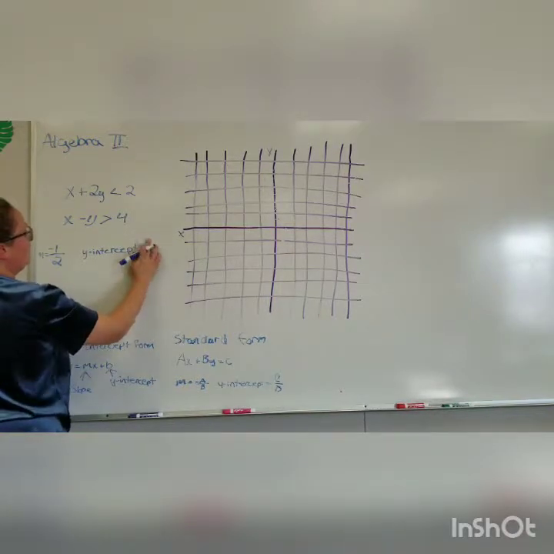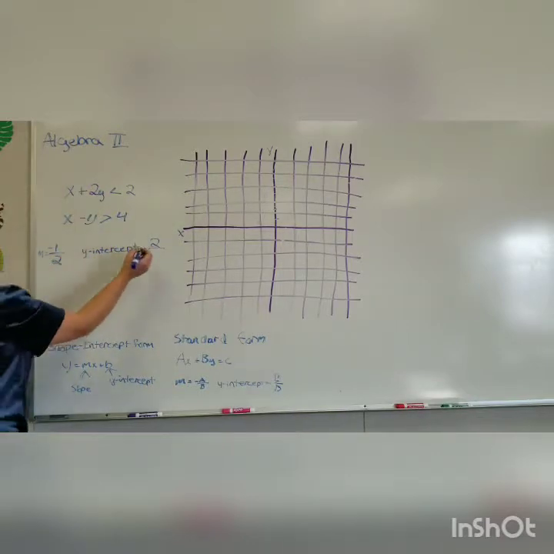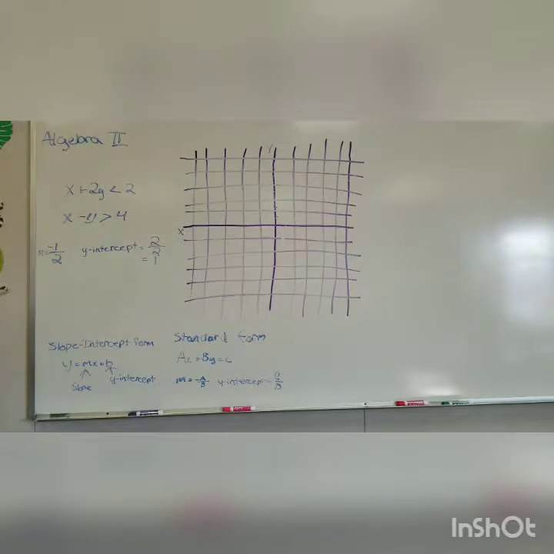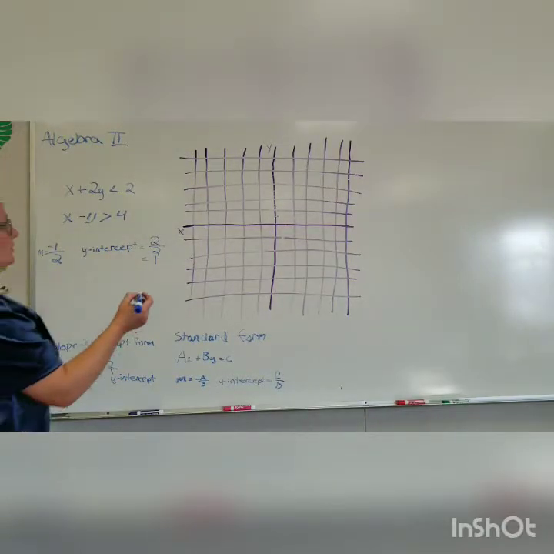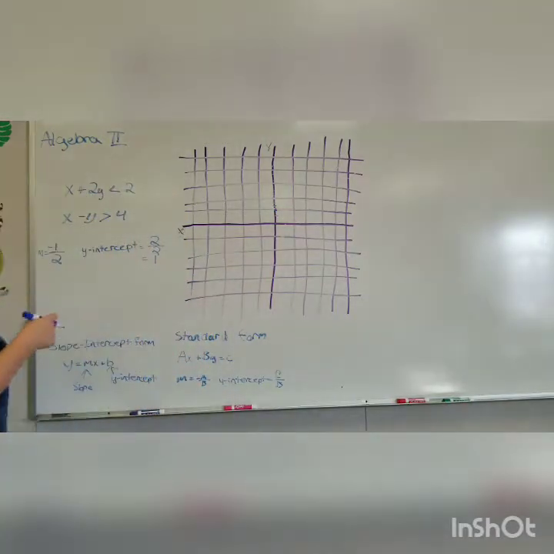Ooh, 2. I don't know why I wrote a 6 right now. 2 over b, which is also 2. So the y-intercept is equal to 1. All right, so that means this line crosses the y-axis right here at 1. And then it has a slope of negative 1 over 2.